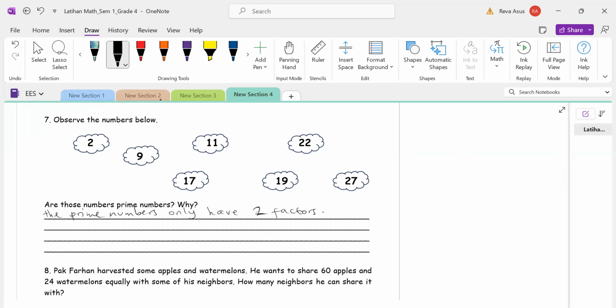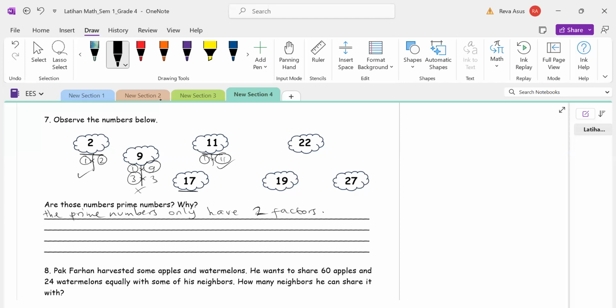We can look at the number 2. 2 is the product of 1 times 2, so the factors are 1 and 2. It is a prime number. Look at the 9 here. 9 is the product of 1 times 9 and then 3 times 3. So the factors are 1, 3, and 9. And then 11 is the product of 1 times 11. It has only two factors, which are 1 and 11. So it is a prime number. Look, 9 is not a prime number, because it has three factors.